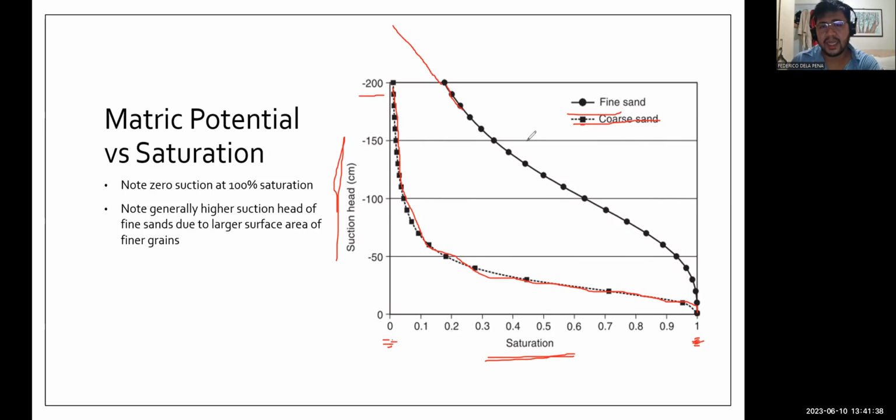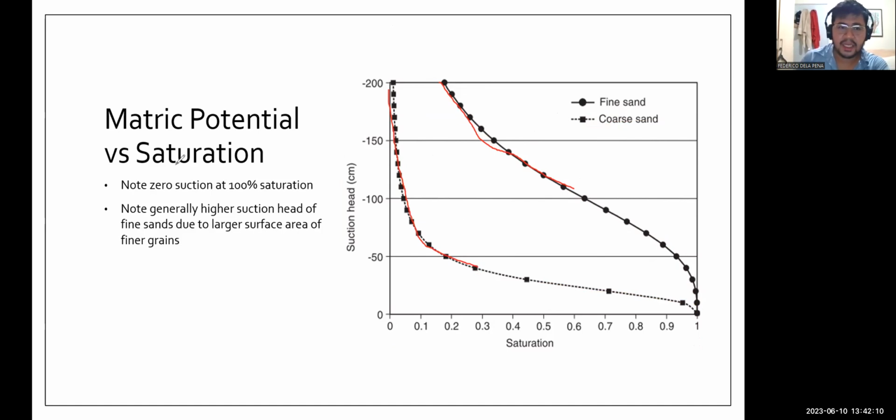Sorry. Negative 400 centimeters of suction head. Once you increase your saturation, this suction head will eventually drop and will eventually reach zero once you reach 100% saturation. You can notice here that for the finer sand, you have generally more suction head compared to your coarse sand. Why?